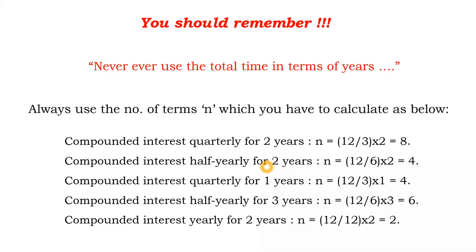But you should remember, never use the total time in terms of years in the formula. Always use the number of terms in which you have to calculate, as below. This is the calculation process. We have already discussed the n you have to calculate, how many times you are giving the interest. That is the simple process. You can easily calculate this.